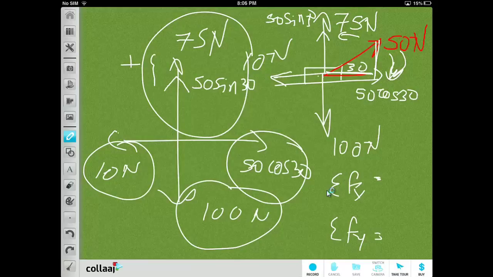Calculate 50 cosine 30 minus 10, this is the Fx, and calculate the 75 plus 50 sine 30, I believe that it will be 100. So this one will be cancelled with this one. 100 minus 100 is 0. Make your calculations. And you will find that the final object is moving with one net force. You may have also two forces perpendicular, and then as the previous example, you can follow the same procedure. So I hope that this is clear.